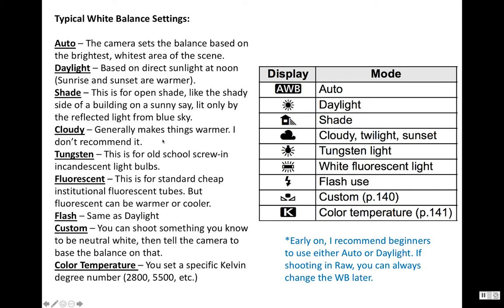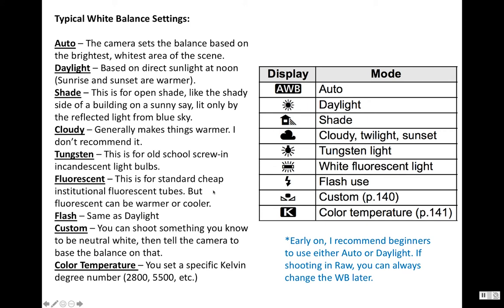Cloudy. I generally don't recommend shooting on the cloudy setting. Clouds vary quite a bit from thin overcast to very heavy storm clouds. This is generally going to make your image warmer, and I feel like it generally makes it too warm. Tungsten. This is for your old school screw-in light bulbs, your incandescent light bulbs, which are a much warmer color.